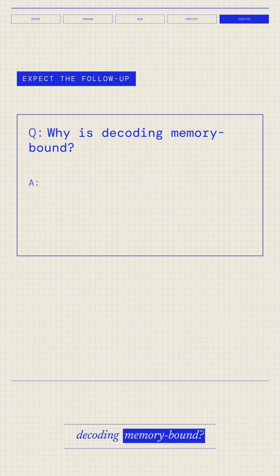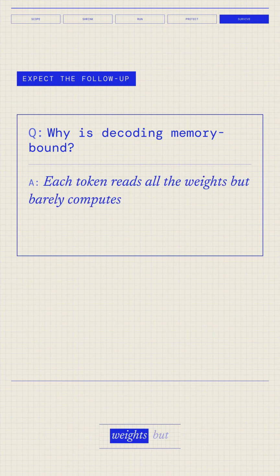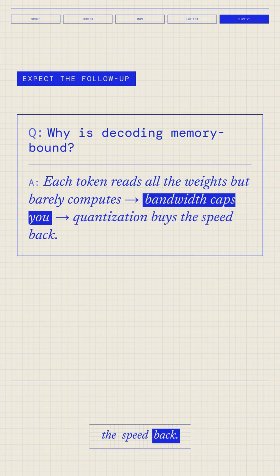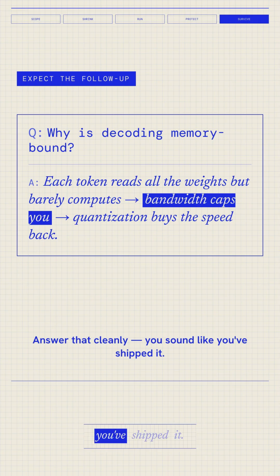Why is decoding memory bound? Because each token reads all the weights but barely computes. Bandwidth caps you, and quantization buys the speed back. Answer that cleanly and you sound like you've shipped it.